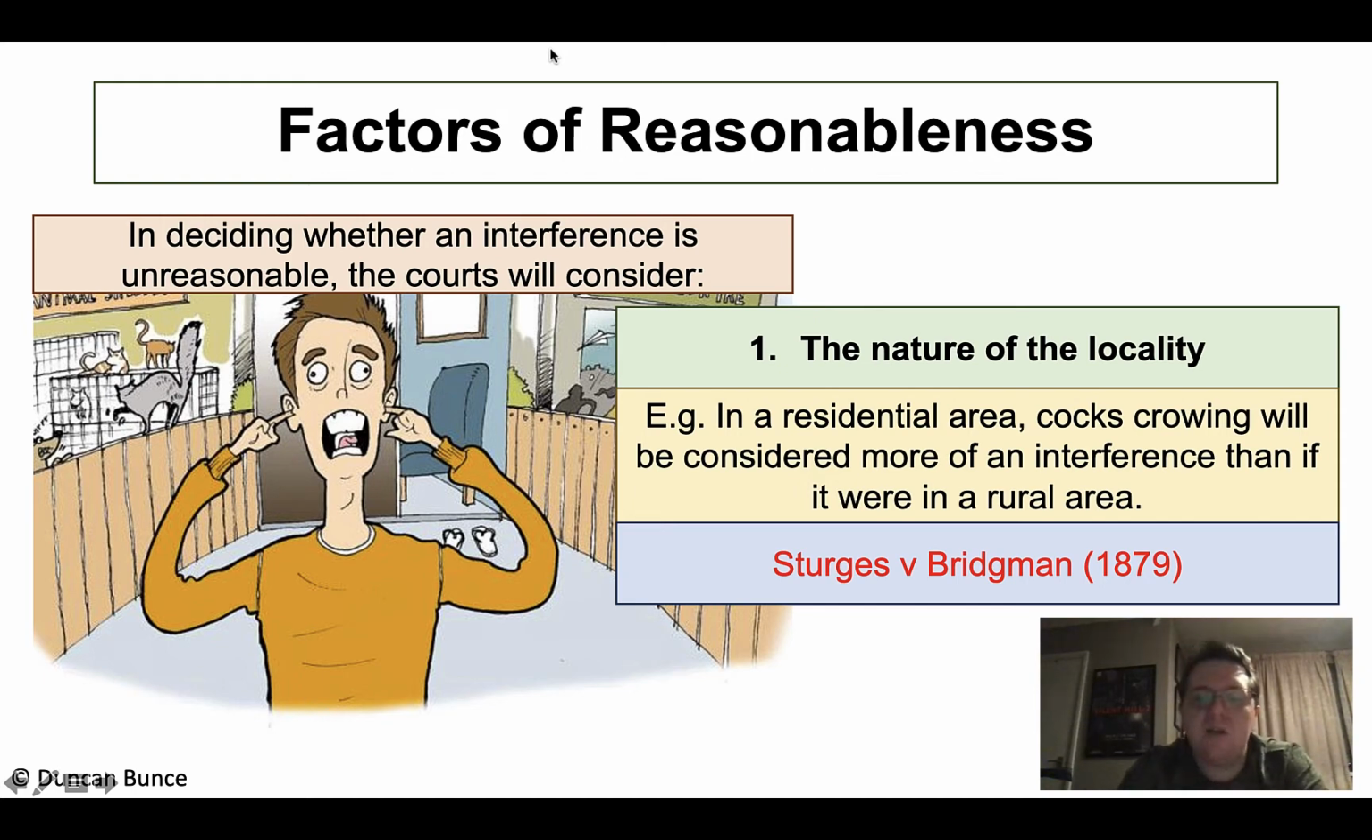But there is an interesting quote from this case, which I'm just going to look at here. So it says here that Thesiger LJ said that what would be a nuisance in Belgrave Square would not necessarily be so in Bermondsey. And again, it's just really the same point, isn't it?